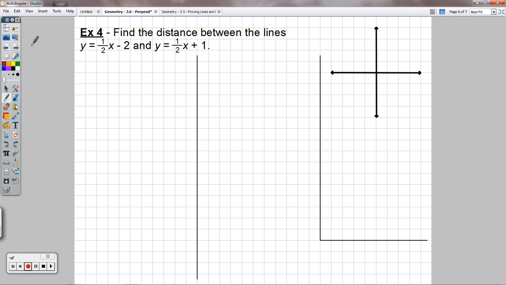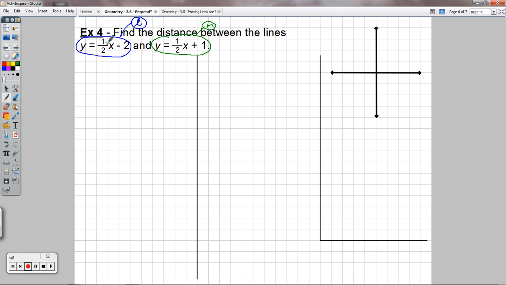So let's start off with the graph of these two lines. Let's call this one, I'm going to color code some things here as I go along. So this one I'll put in blue. I'll say this is line L. This one I'll put in green, and I'll call this line M. And then the perpendicular line I'll use red for, and I'll call that line P for perpendicular.